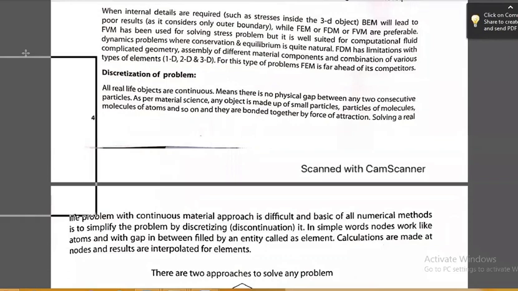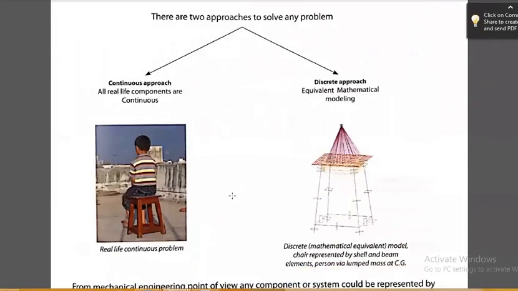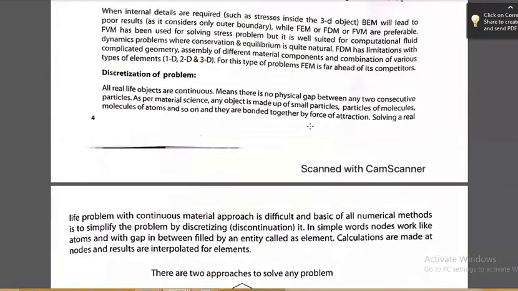Okay, now we will see our next topic: discretization of the problem. For example, let us take one example. Look at this. First one is the real life continuous problem, and second one is the discrete approach to this real life continuous problem. Continuous approach means what? Continuous means there is no physical gap between the elements. Actually, real life objects are continuous, which means there is no physical gap between any two consecutive particles.